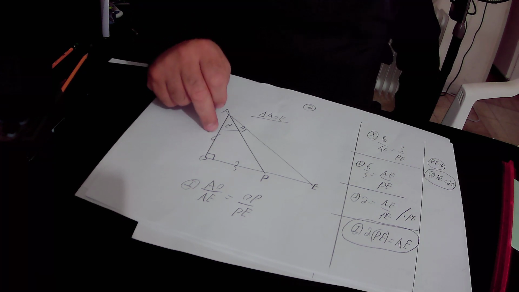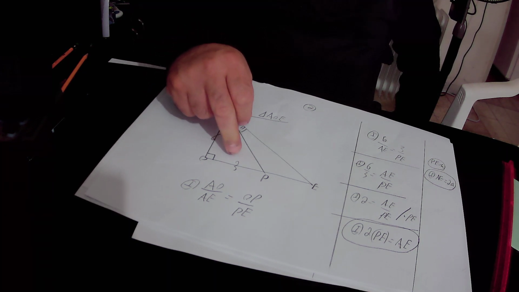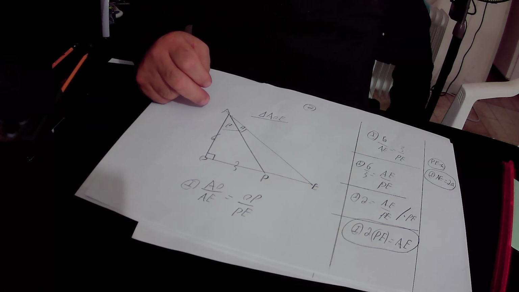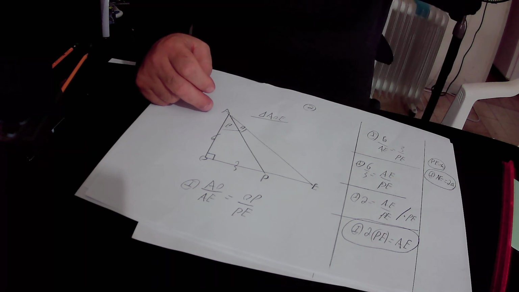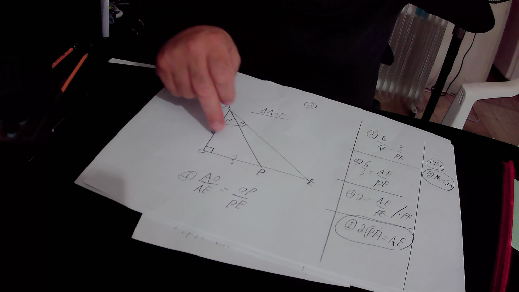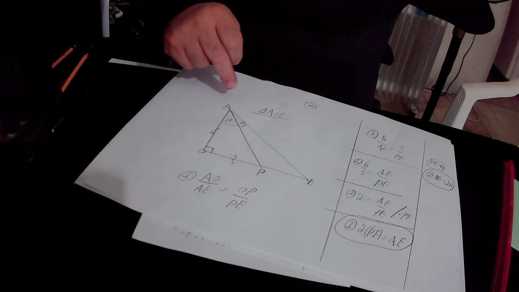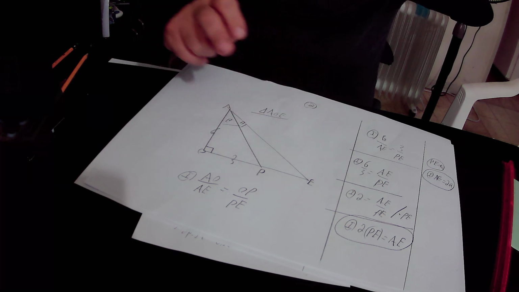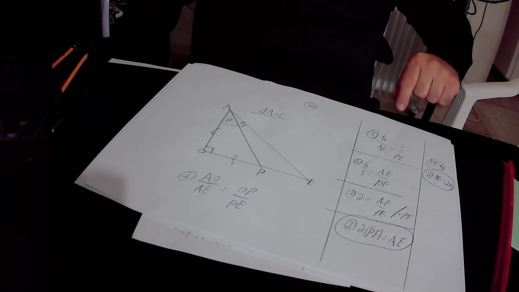And AO equals 6 units. OP is the radius of the semicircle, which is equal to 3 units. So according to the angle bisector theorem, we get that AO over AE equals OP over PE. This is equation number 1.